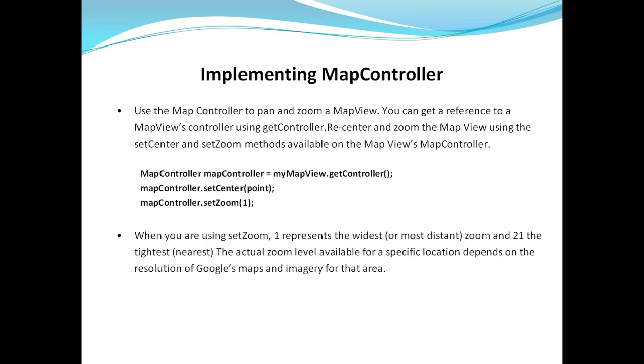Using the map view's getController method, you can initialize a map controller object. Then you can set the center point. You can set the zoom levels. We have zoom levels from 1 to 21. 1 denotes the widest and 21 denotes the nearest. The actual zoom level for a specific location depends on the resolution of Google Map and imagery of that area. For example, if in this code the map controller says zoom 1, we are requesting the widest zoom.